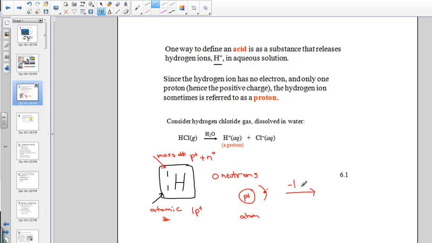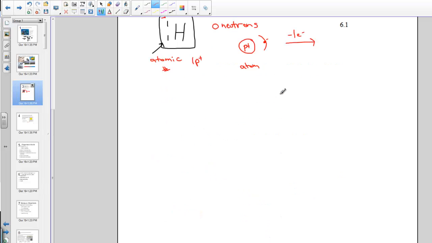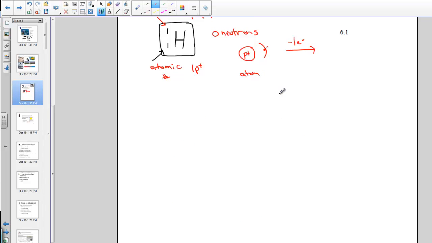When it loses its electron, I'm going to note that as loss of 1 electron, it forms what we call an ion. And notice if I just simply erase this whole outer shell here, what we end up with is that electron being released. All that's left is a single proton.